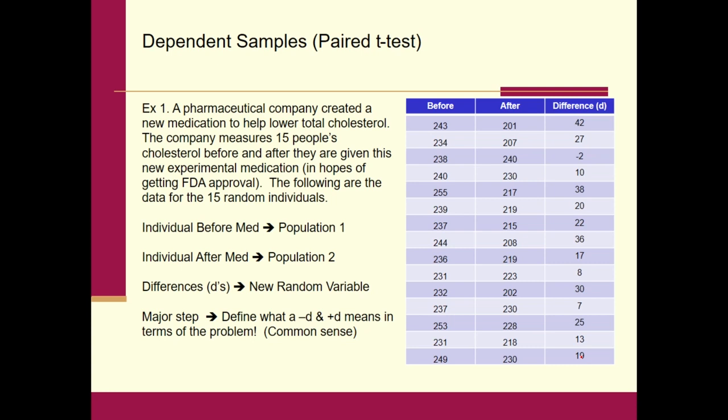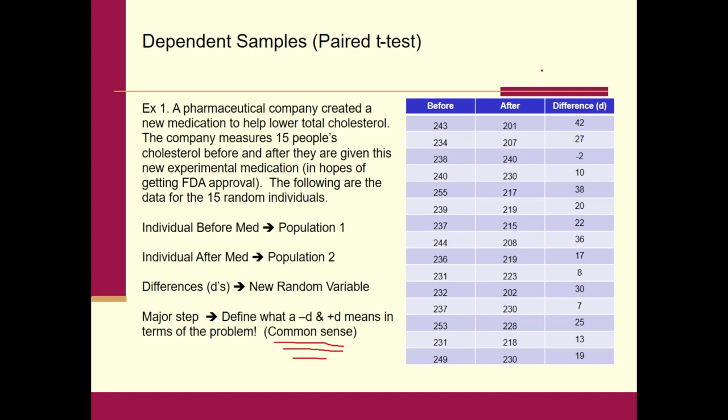Okay, even though the textbook doesn't tell you to do this, even another professor might tell you not to do this. I'm telling you that if you do this, it will help you define everything going forward for this test. Trust me on this. And notice what I did here. I said define what a negative d and a positive d means in terms of the problem. And what we're going to use is a bunch of common sense. Common sense prevails with a paired t-test. Okay? So this is what I mean.